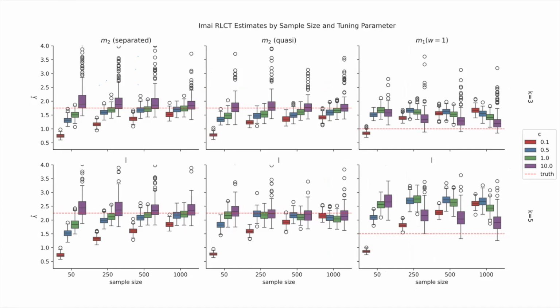So here we are fitting a 2-component mixture model with different data generating processes. At the top row, we're actually fitting a 3-component Poisson mixture, and at the bottom we're using a 5-component Poisson mixture, and we're varying n. We're varying the hyperparameters to see how the MI estimation does at capturing the true RLCT value. The dotted red line is the true value that we know from the Poisson mixtures.